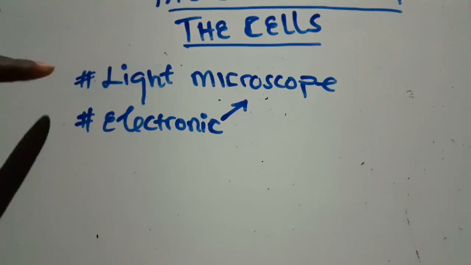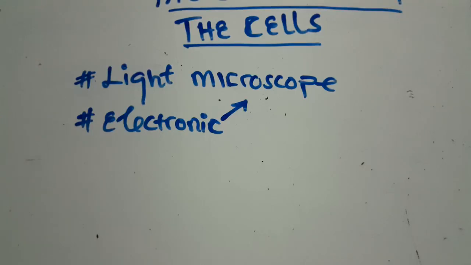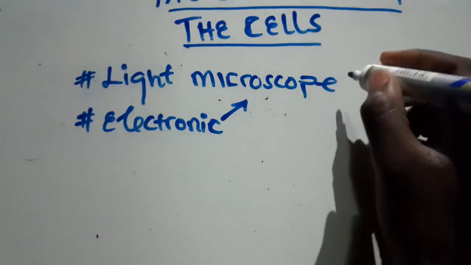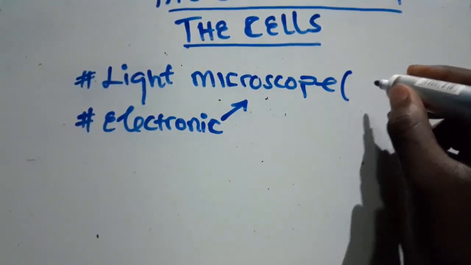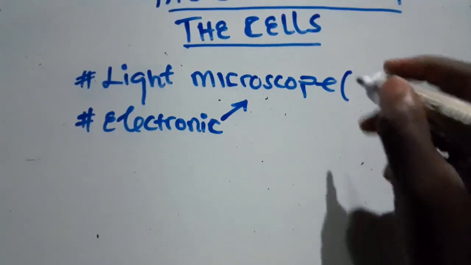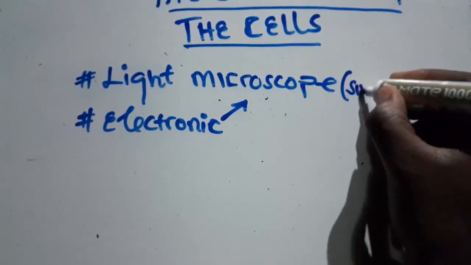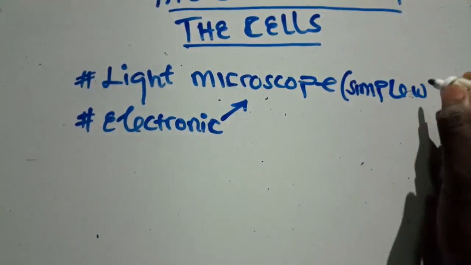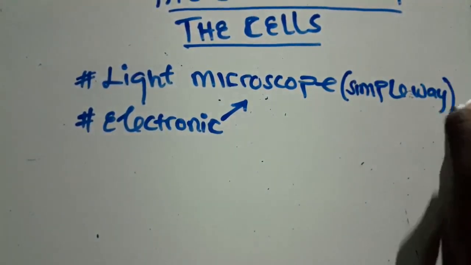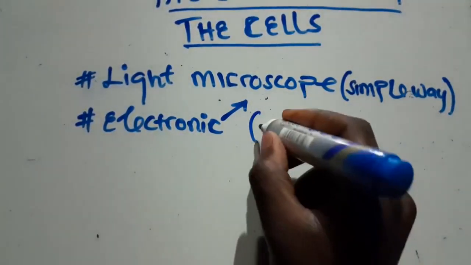This light microscope is able to magnify the cells in a simple way. It magnifies the cells in a simple way, and this electronic one is able to magnify a cell in a detailed manner. So this microscope is able to magnify the cell in a simple way, whilst this one is able to magnify in a detailed way.